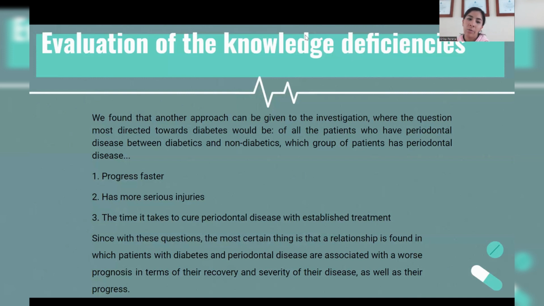So with these questions, the most certain thing is that a relationship is found in which patients with diabetes and periodontal disease are associated with a worse prognosis, in terms of the severity of their disease and their progress. So that's what we found.